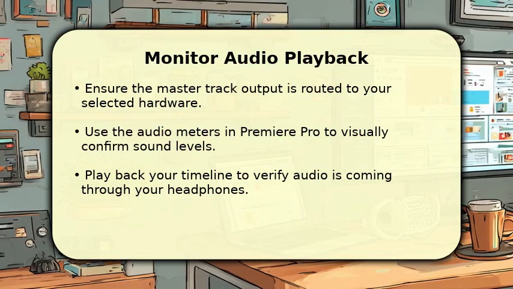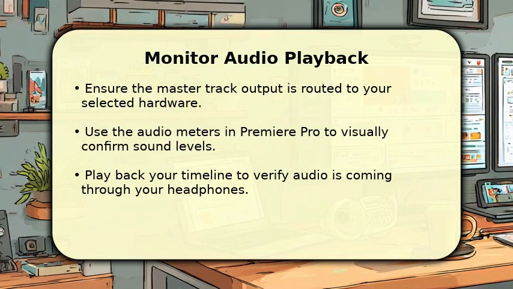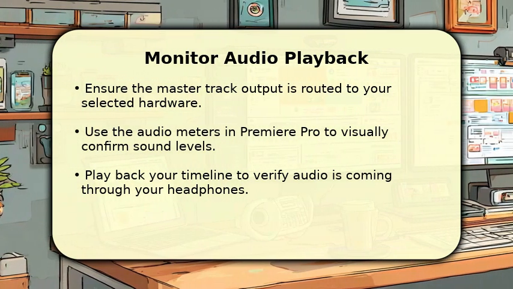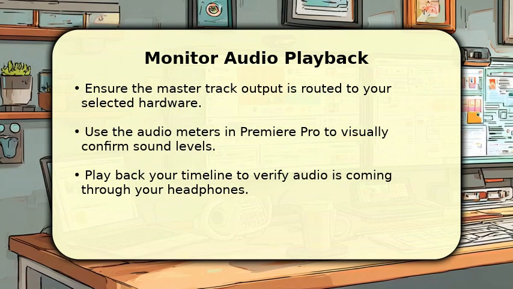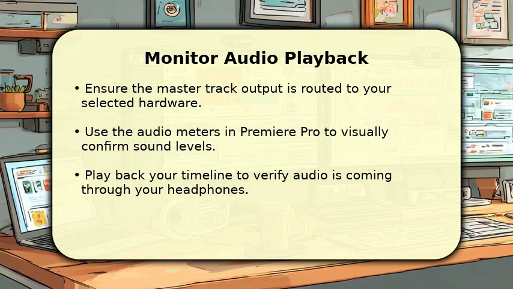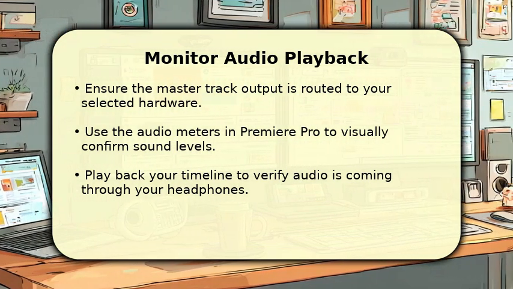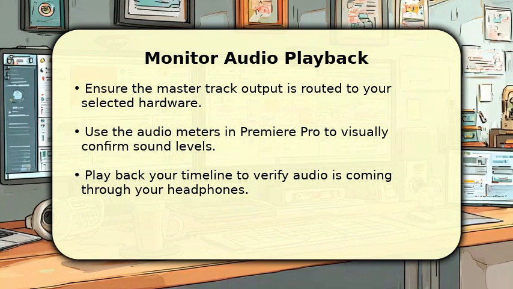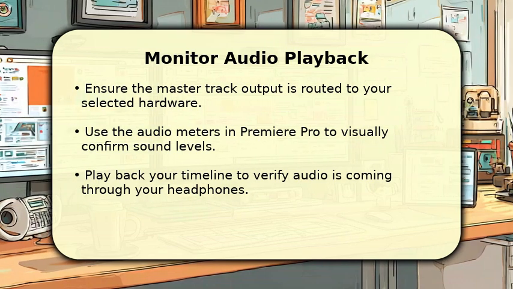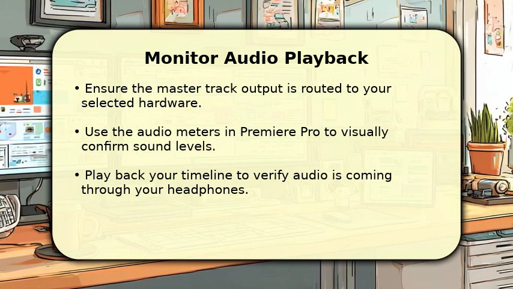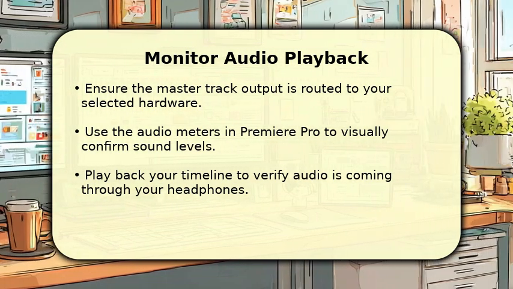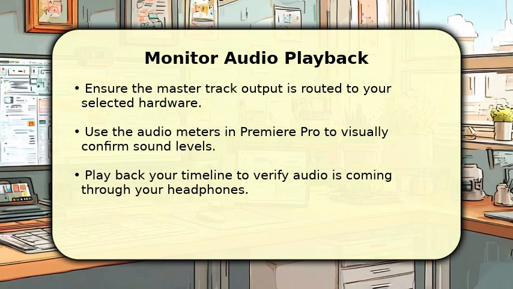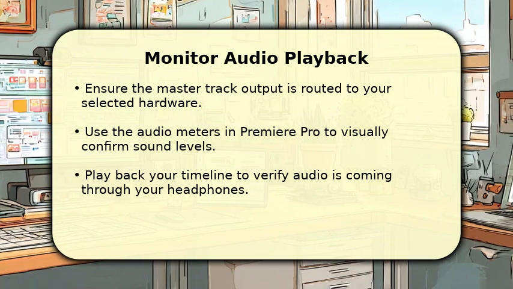After configuring your audio hardware, it's crucial to verify that Premiere Pro is indeed sending audio to your headphones. Look at the audio track mixer panel. The master track should show activity when you play your timeline. The audio meters will visually confirm sound levels. Start playing your sequence, and you should hear the audio clearly through your headphones. If not, double-check your system's volume and the volume within Premiere Pro itself, ensuring nothing is muted.